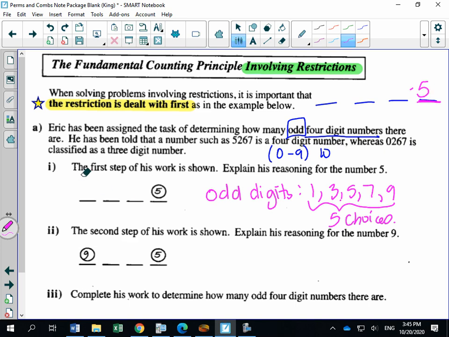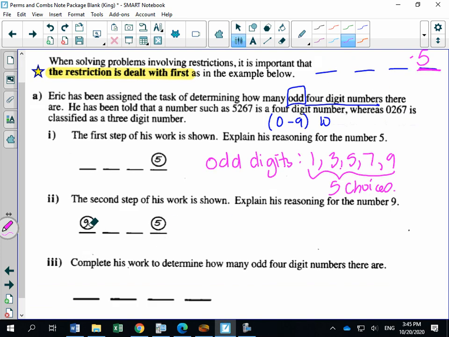The first step of his work is shown. Explain his reasoning for the number 5. So he set up his 4 stages because he wants a 4-digit number. The reason he put 5 here is because he has 5 choices for the last number: a 1, a 3, a 5, a 7, or a 9. The second step of his work is shown. Explain his reasoning. Why did he put 9 possible choices here when we know that 0 to 9 is 10 possible choices, right?